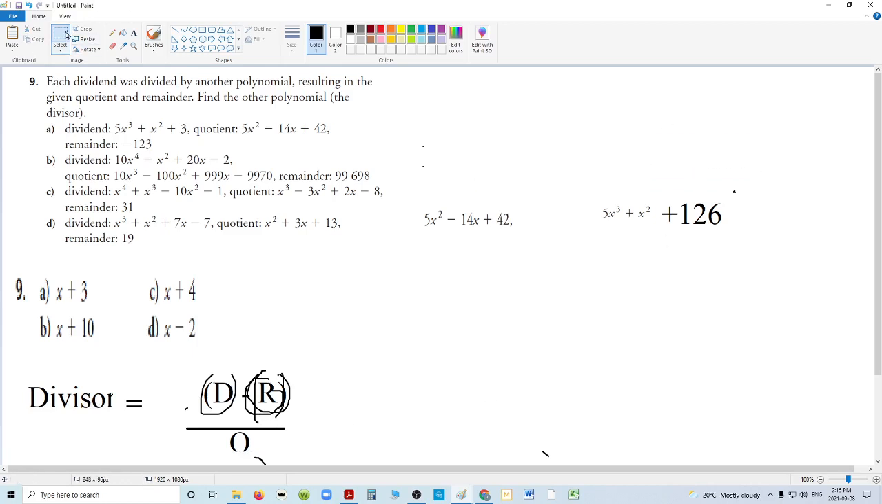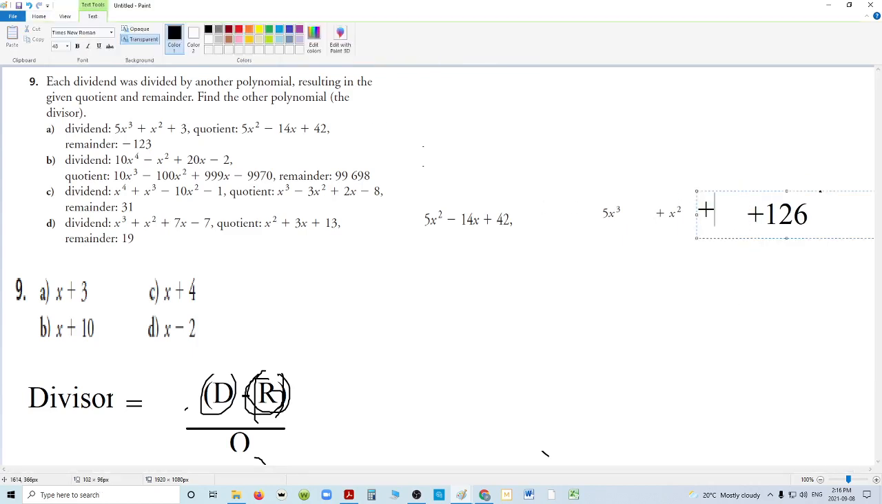Just remember, are we missing anything here? We got x squared, x, and 42. Good. We got x cubed, x squared. We're missing an x. So we're going to shuffle all of these a bit out, like that, and we're going to put in a missing plus 0x, which is essentially what's there. It's nothing plus 0x.